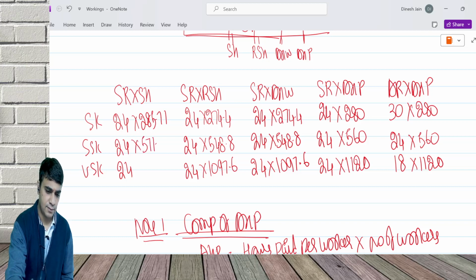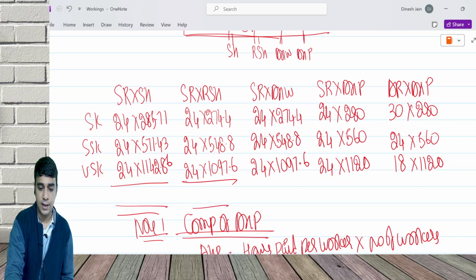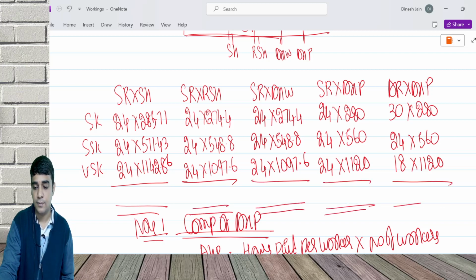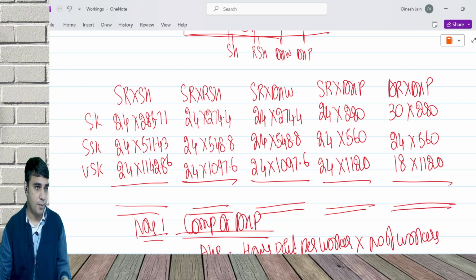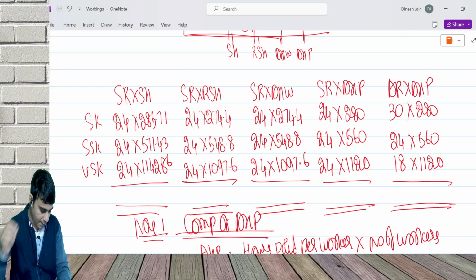Third one. I'll give you maybe 5 minutes. Get the totals and calculate the variances. Variances will come from the formulae. 5 minutes for you to do this.